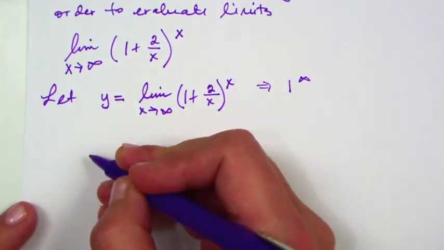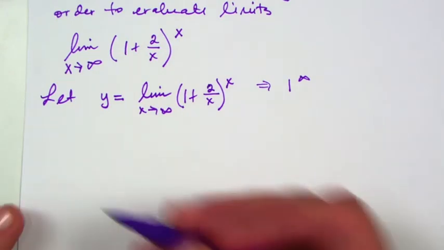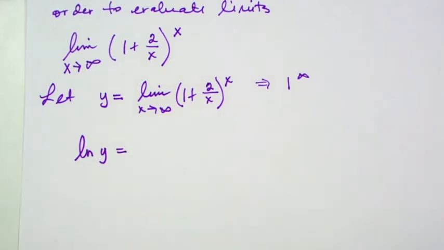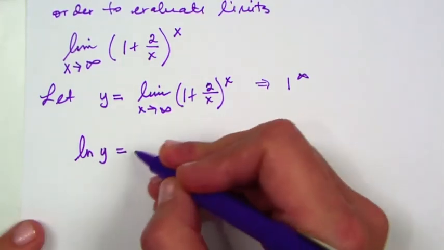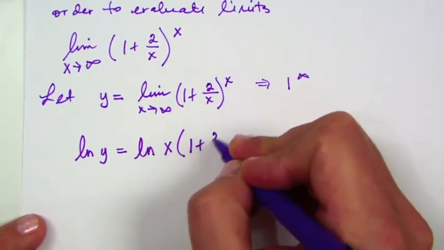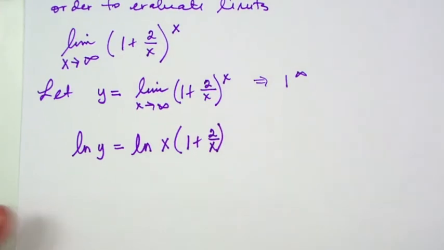And we just said that this gave us 1 to the infinity, which I know is indeterminate. Okay, so what can I do now to both sides so that I can get that x down? I can ln them, right? So I can say ln y.